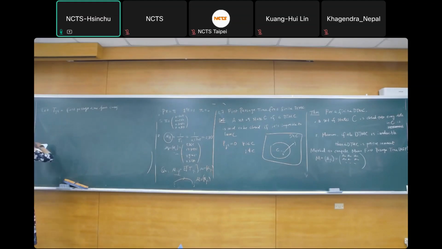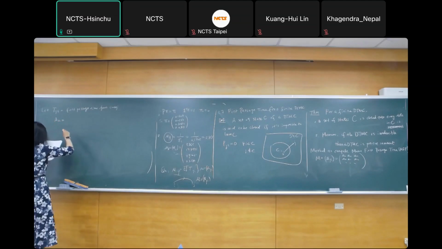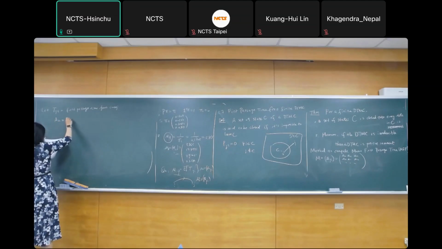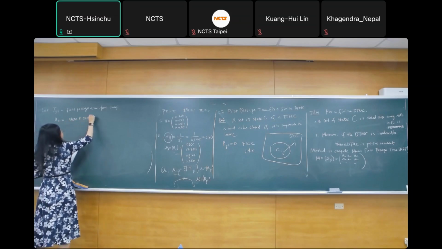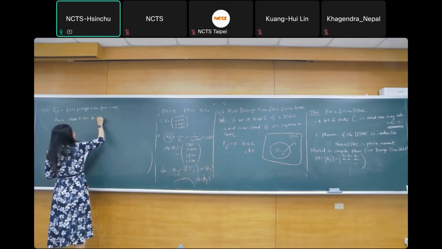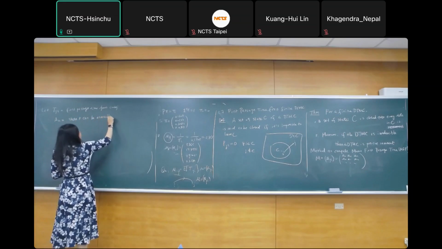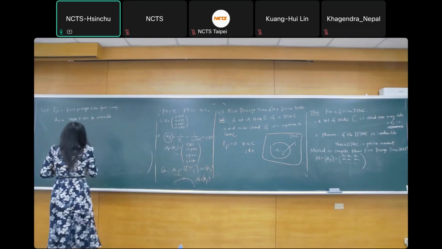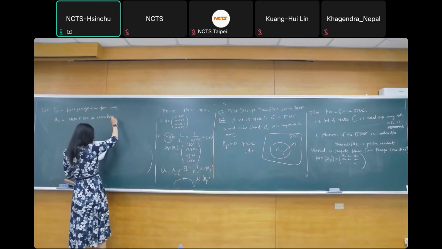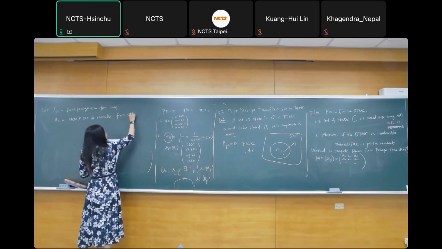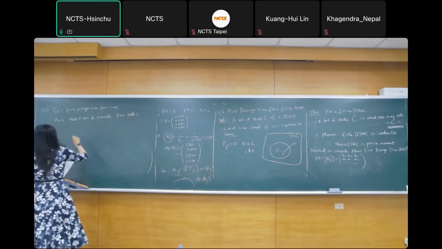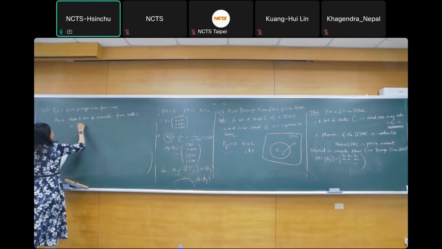And so let's say state A can be accessible. We define it: accessible means you are able to visit it with positive probability from state I, in many time steps or in one time step.